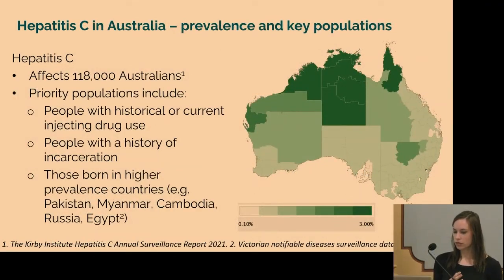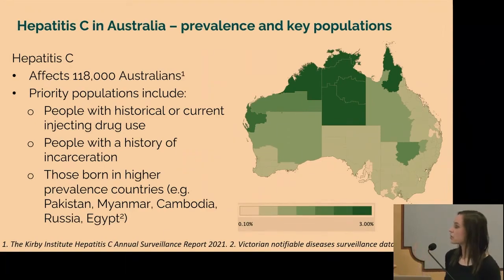So moving over to hepatitis C now, it was estimated in 2020 that Hep C affected 118,000 Australians. That's a really significant drop from how many people were estimated to have Hep C in 2016 due to the impact of treatment and cure, which is really amazing. So now hepatitis B is actually more common than Hep C, which didn't used to be the case.